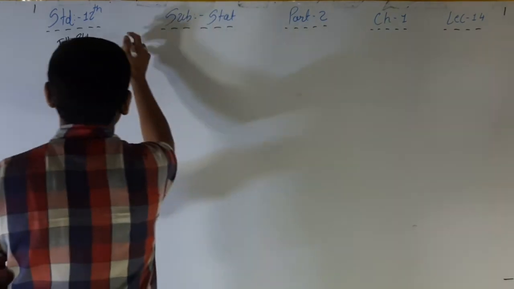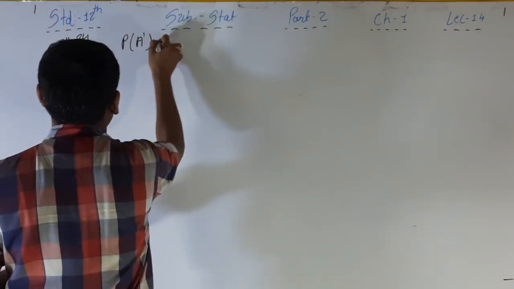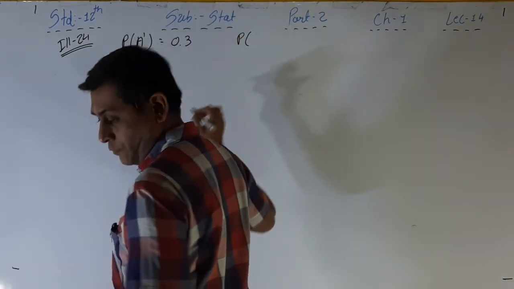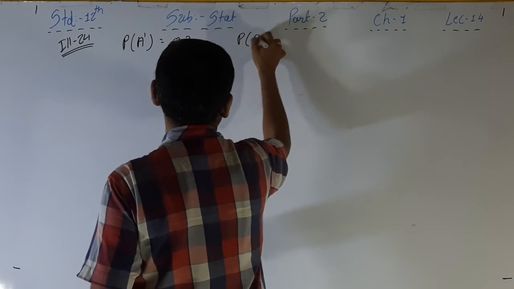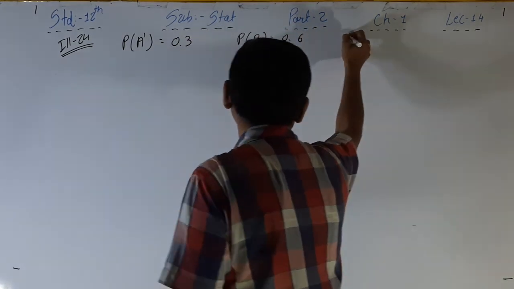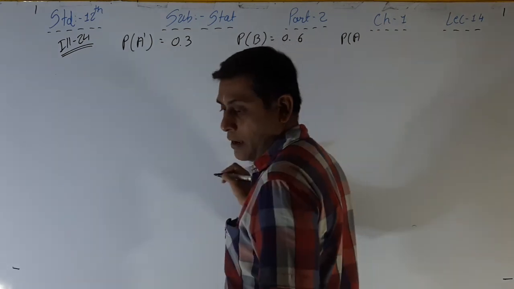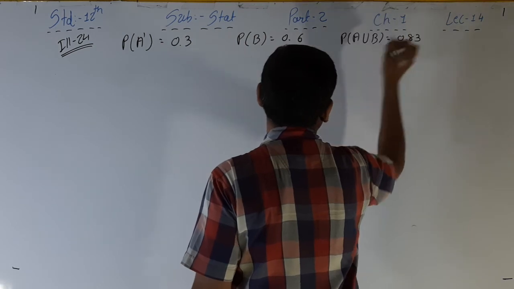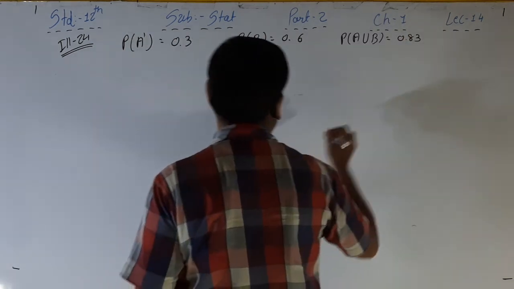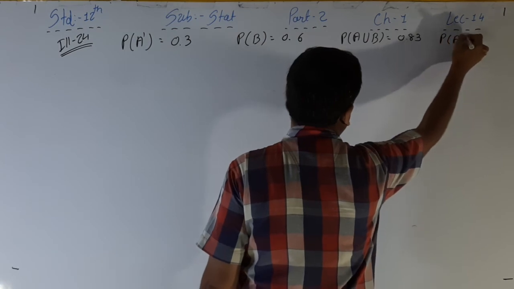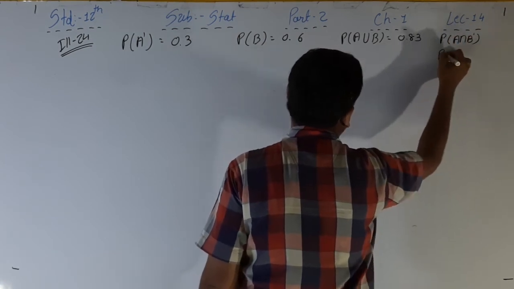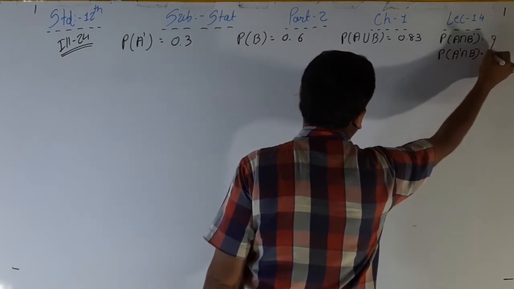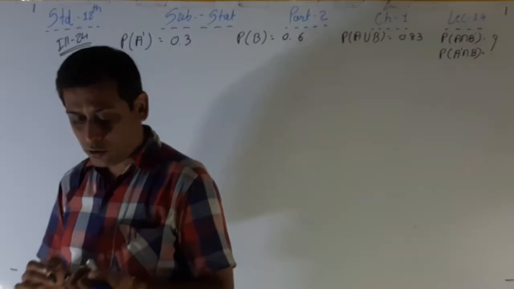What is the given information? P of A dash is 0.3, P of B is 0.6, and P of A union B is equal to 0.83. And what we have to find out is P of A intersection B dash and P of A dash intersection B. We have to find out these two.